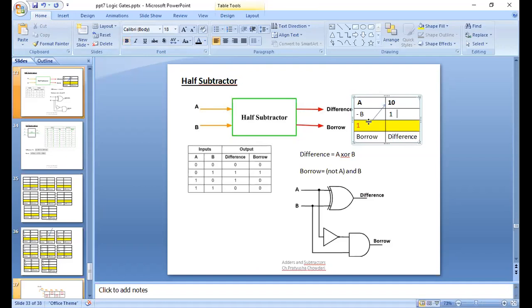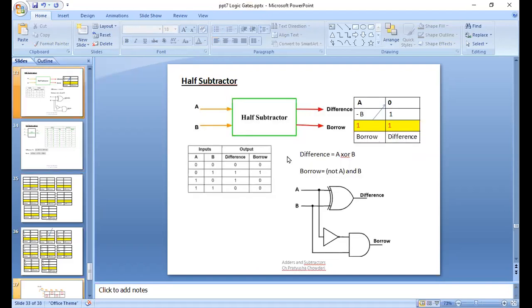Yeah. If I give a borrow here, then this becomes 10. 10 in binary is called 2. 2 minus 1, the difference is equal to 1. So you have to remember a very simple point: 0 minus 1, you have to give a borrow here. Then this becomes 2. 2 minus 1 is equal to 1. So 0 minus 1, difference is equal to 1 and borrow is equal to 1.